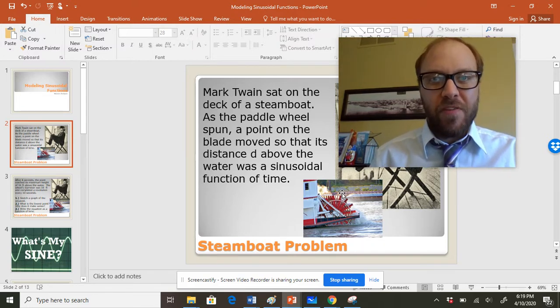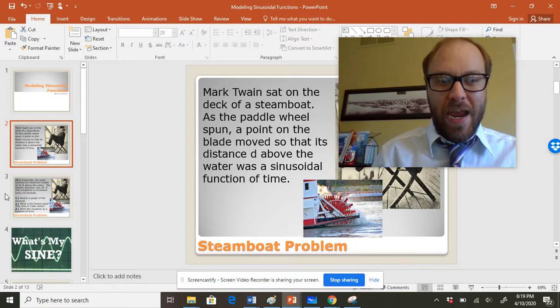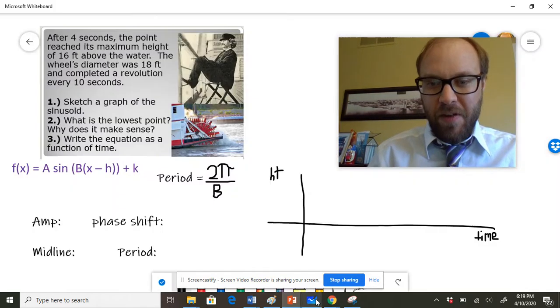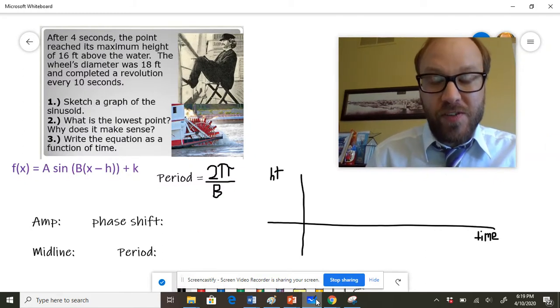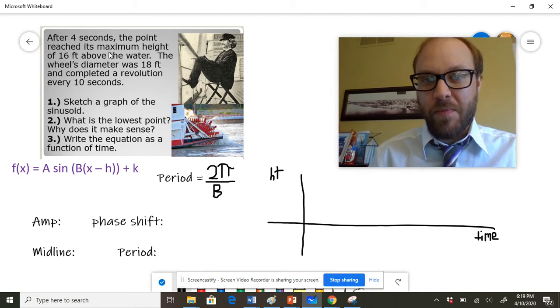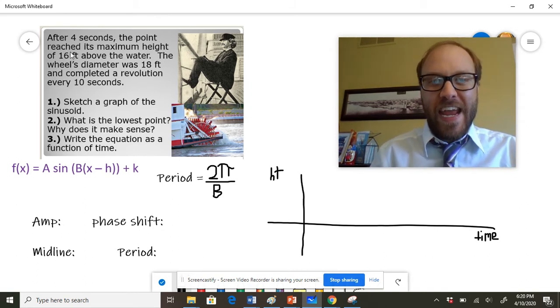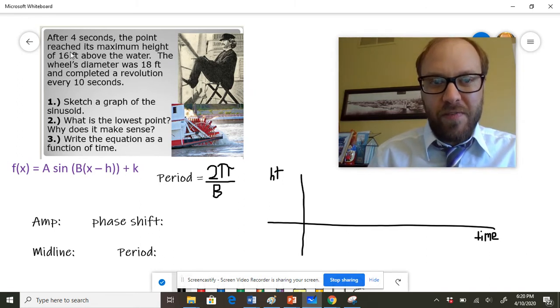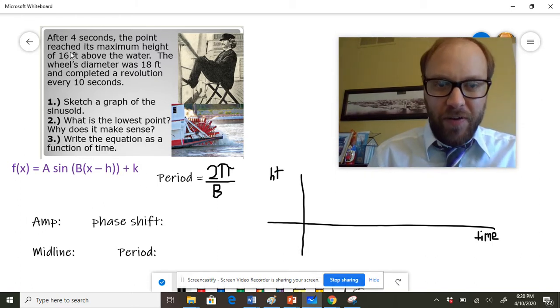So basically, we want a function that we can put in a time and get back a height above the water. All right, so we have some specific information here. It says after 4 seconds, the point reaches its maximum height of 16 feet above the water. We are also told that the diameter of the wheel is 18 feet, and the wheel completes a revolution every 10 seconds. Okay, so this problem is going to ask me to make a graph and figure out the lowest point.